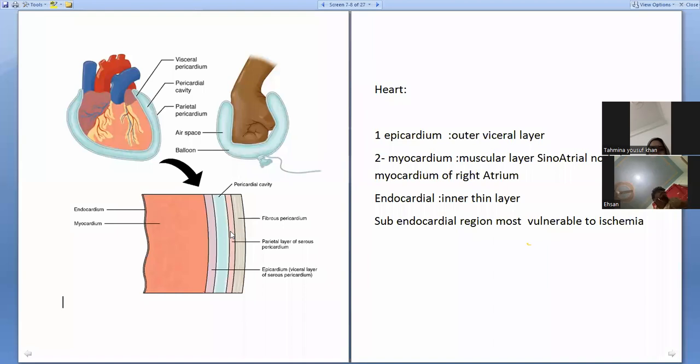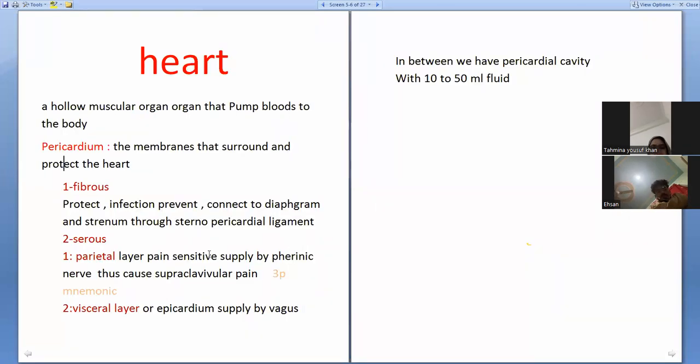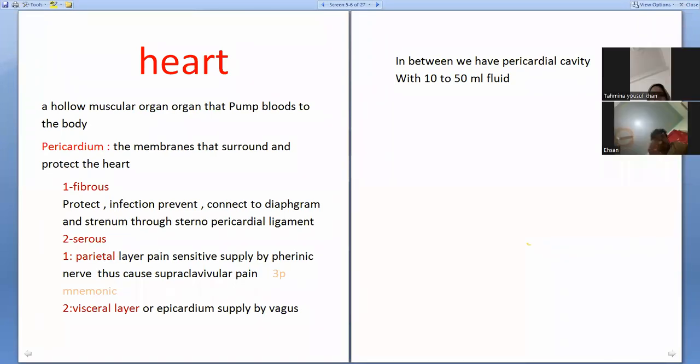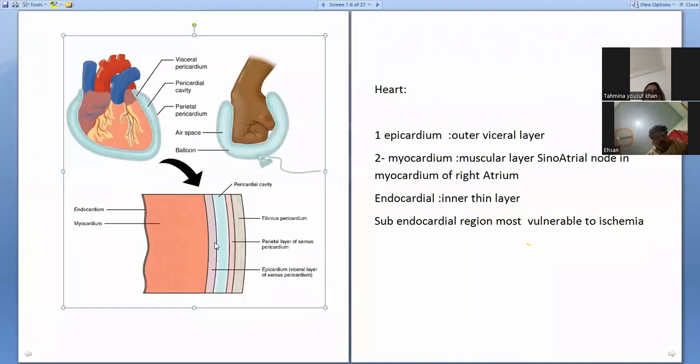It has pain receptors and pain nerve endings. It is supplied by the phrenic nerve. You should remember that the parietal layer is pain sensitive, and it is supplied by the phrenic nerves. This is very important: which nerve supplies the pericardium? You should know it is the phrenic nerve, okay? It carries the pain fibers. What is the significance of the visceral layer? Below this layer we have the vessels of the heart, the coronary arteries, which we will discuss later.